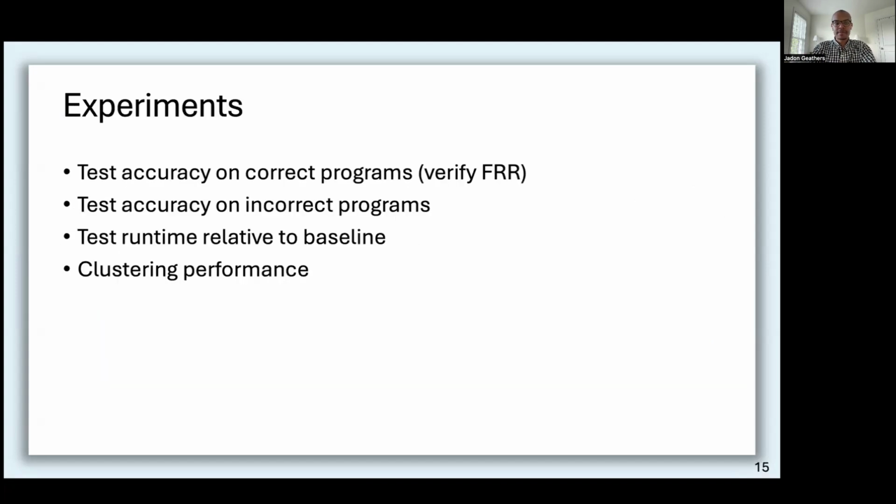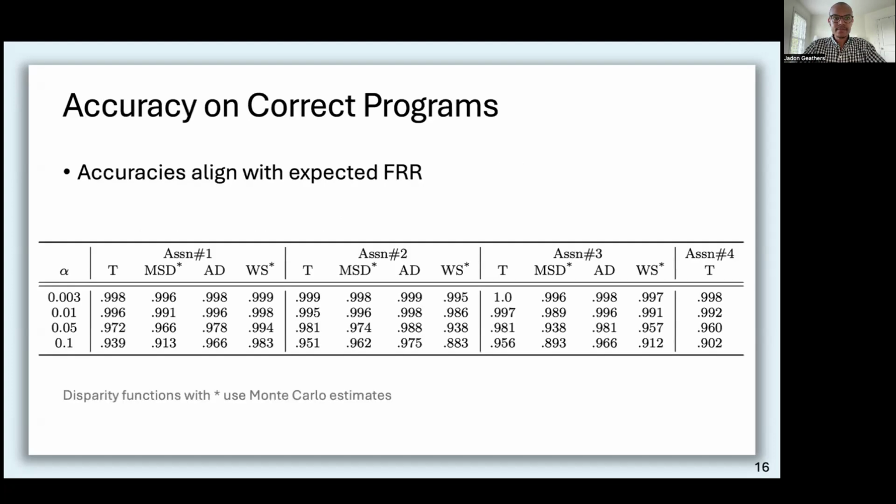And we have 4 main experiments we're testing. We're looking at the accuracy of correct programs in order to verify the theoretical false rejection rate or error guarantee that we claim. We sought to test the accuracy of stochastic grade on incorrect programs to see how well it adapts to a variety of different student errors. We test the runtime relative to the baseline standard hypothesis testing method to show the exponential speedup. And lastly, we evaluate its performance on clustering.